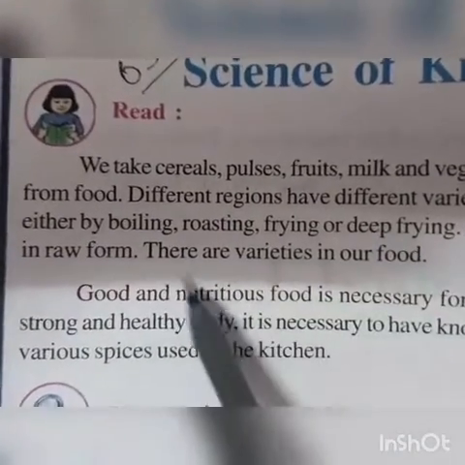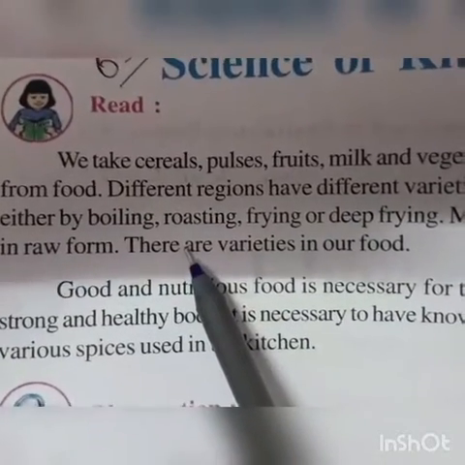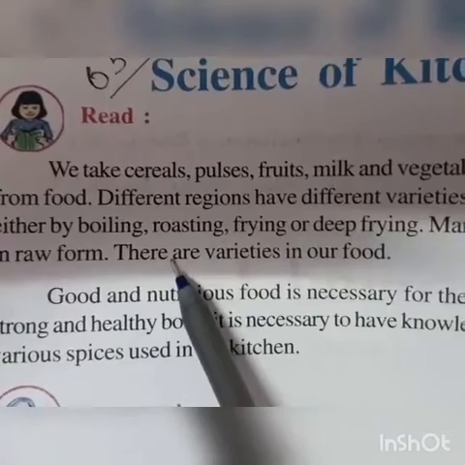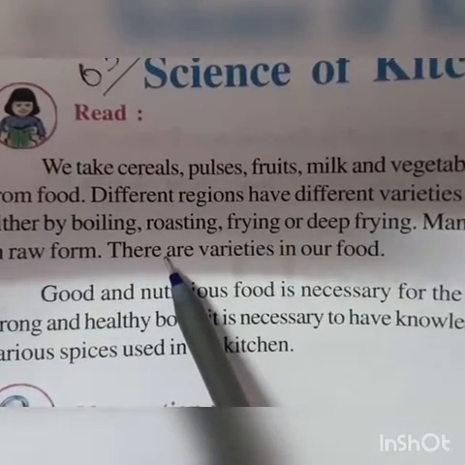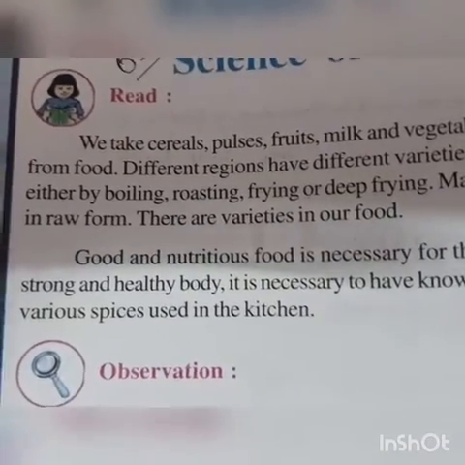Now the methods that are given here are boiling and roasting, meaning bhoonna. Roasting can be of two types. One is without oil, that is dry roasting, and one is with a little bit of oil. You roast it, so that is called roasting, which we call bhoonna or sekna.